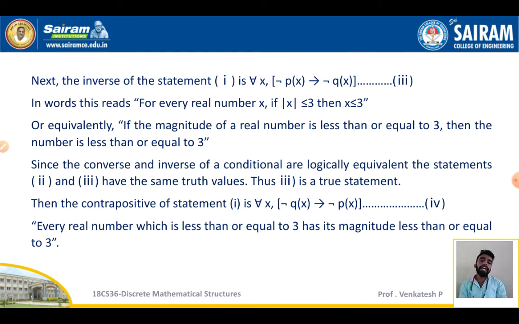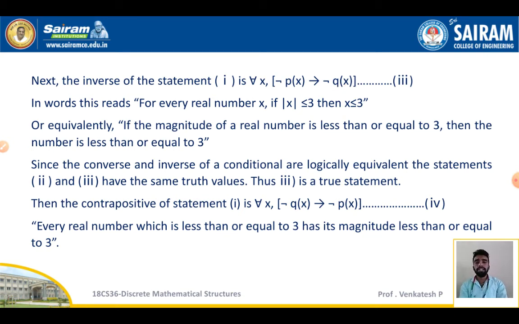Next we will find the inverse. To find the inverse, I am going to apply the negation to the parts of equation number 1. So the inverse of statement number 1 is given by: for all x, if negation of p of x, then negation of q of x. I will call this equation number 3.